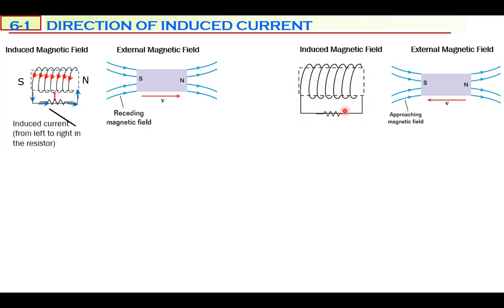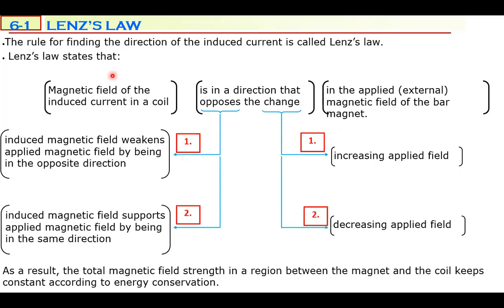So generally the question will be asked: on this resistor, what is the direction of the electric current? From right to left or from left to right? And this is how we find the direction of the induced current on a coil when a bar magnet and the coil are relatively moving. But in fact, the method of finding the direction of the induced current on a coil is known as Lenz law. It's the rule. Finding the direction of the induced current is called Lenz law.